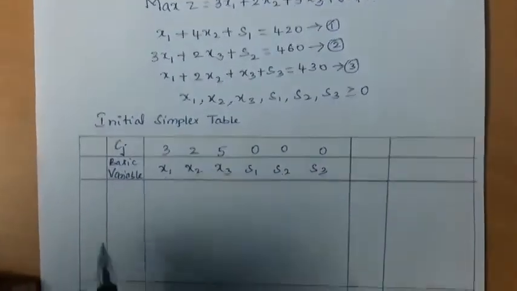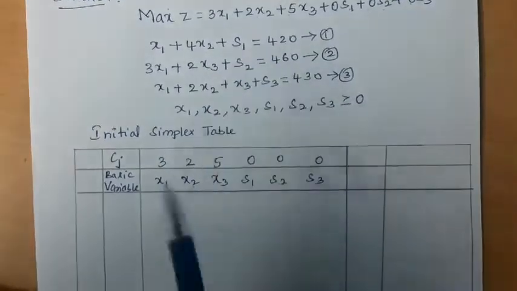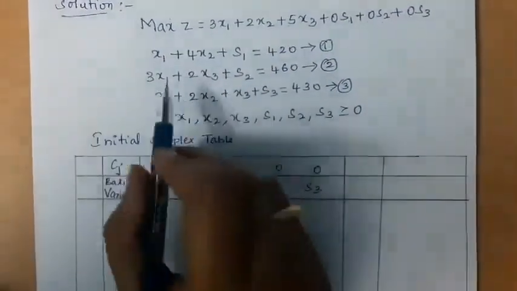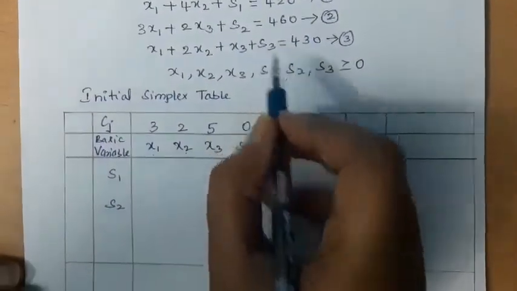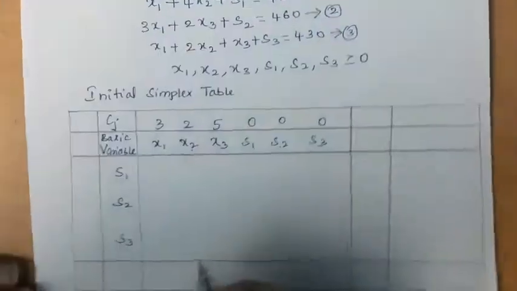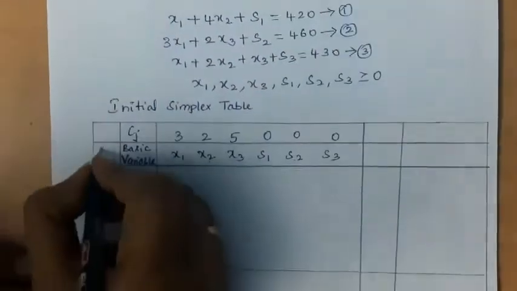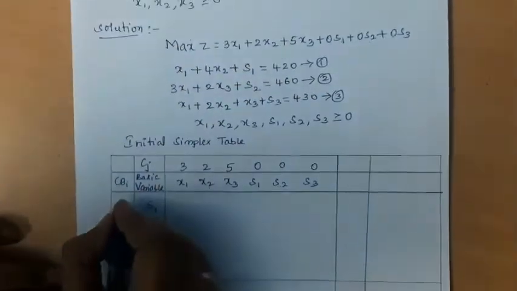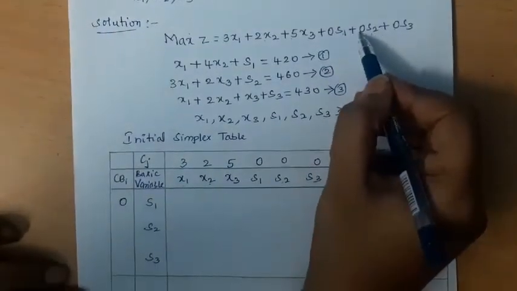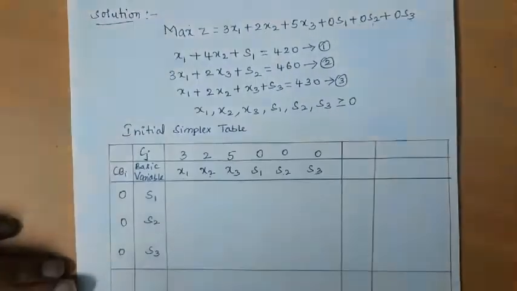And here we need to take down the slack variables which arrived in each constraint. So in the first constraint, the first slack variable is s1. So write down s1. And in the second constraint, the second slack variable is s2. Take down that. And in the third constraint, the slack variable is s3. So write down that variable. And write down the coefficient value of all the slack variables from the objective function, that is the coefficient of basic variable, CBi. So for s1 it is 0. So write down 0. For s2 it is 0. So 0. For s3 it is 0. So write down here 0.